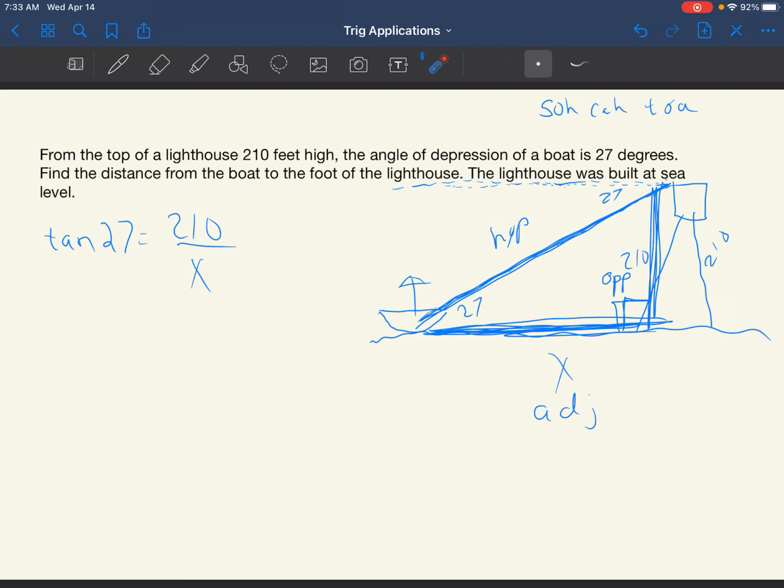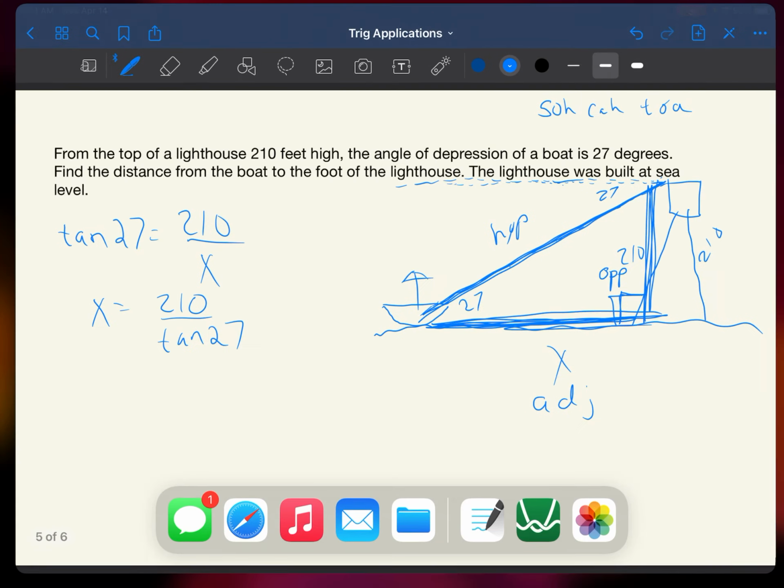Well, in the last problem, we said that if your x is in the bottom of a fraction, you can move it up here, and then you can move this tan 27 down to where the x is. These two things can switch places. So I'm going to put the x where the tan 27 is, and put that tangent 27 down to where the x is. And that's what I'm going to type into my calculator.